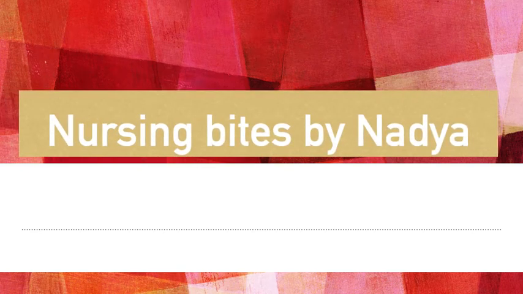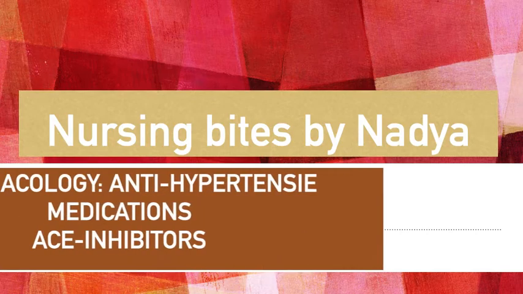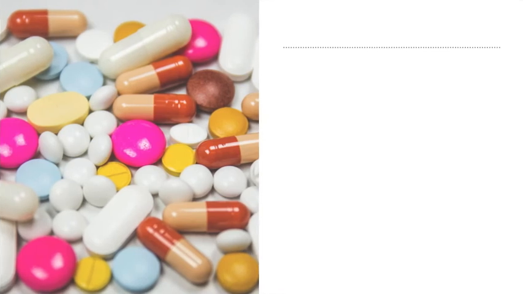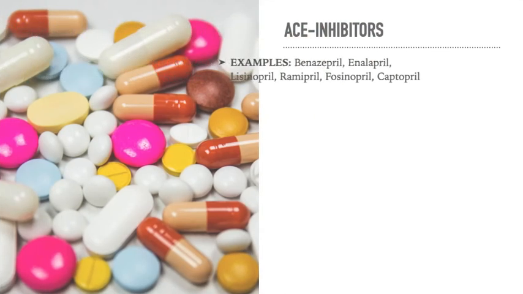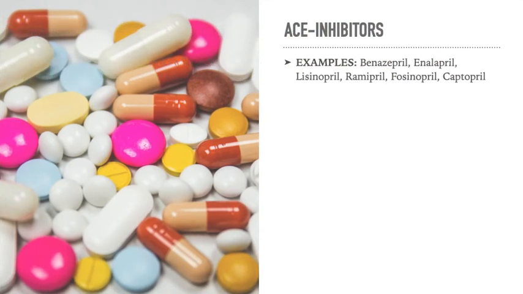Let's switch gears a little bit and do some pharmacology. Let me give you a brief overview of ACE inhibitors today. Examples of ACE inhibitors are benazepril, enalapril, lisinopril, ramipril, fosinopril, captopril. Basically, anything that ends with a pril, you can be pretty sure that it's an ACE inhibitor.